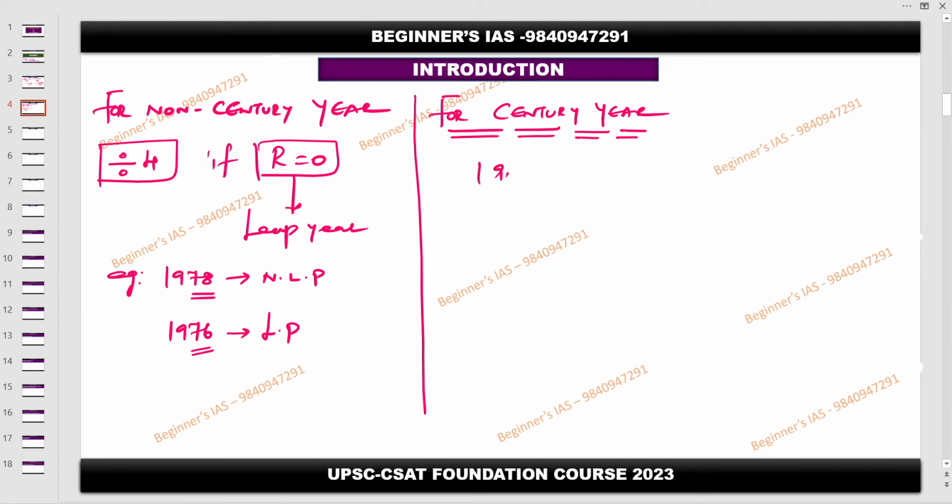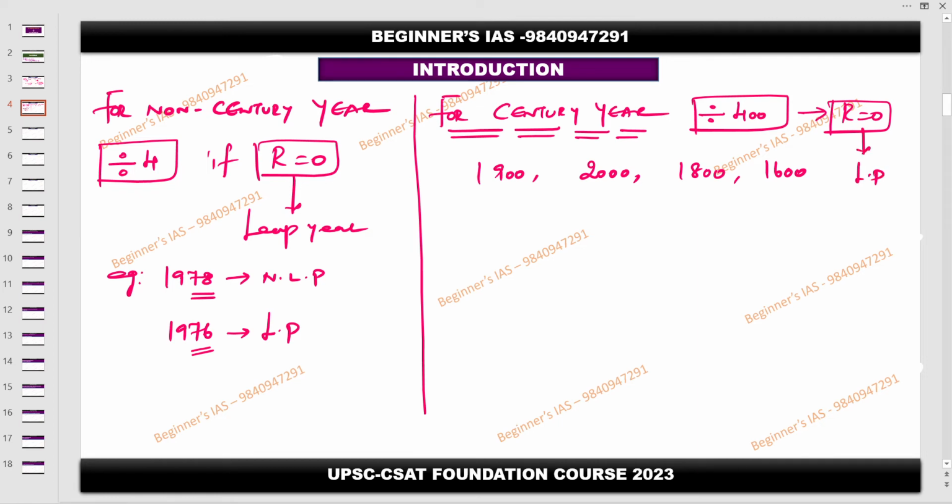For a century year, for example, 1900 is a century year. Then this is also a century year. 1800 is also a century year. 1600 is also a century year. For a century year, what you need to do is divide the given year by 400. If the remainder is 0, then you call that a leap year. In a century year, it's a leap year, or else you call it a non-leap year.